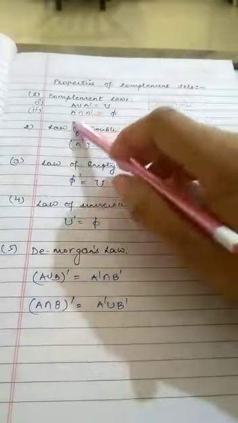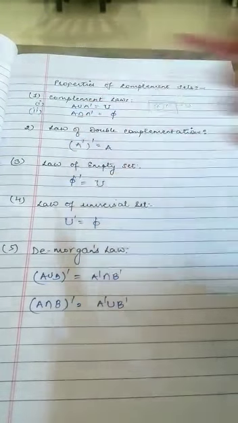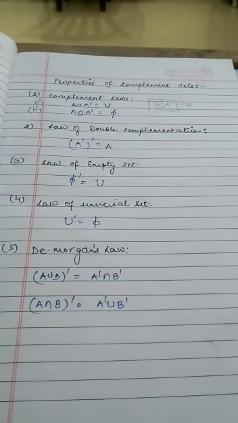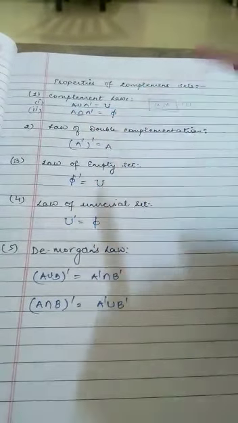Similarly, A intersection A dash. Now we know what is intersection. Intersection means common elements. So what is the common element between A and A dash? There is no common element and therefore A intersection A dash is phi.